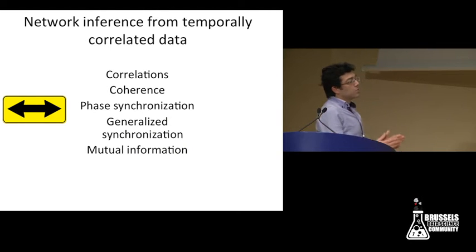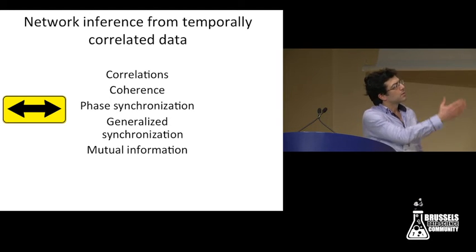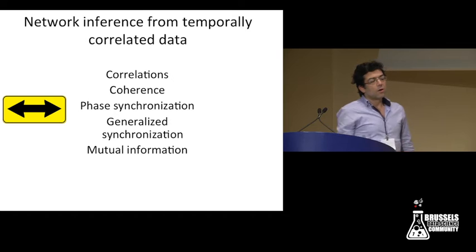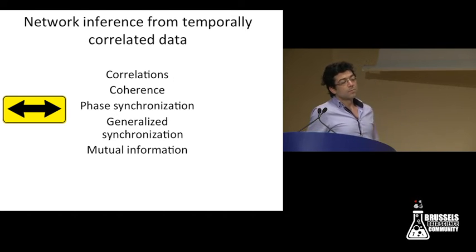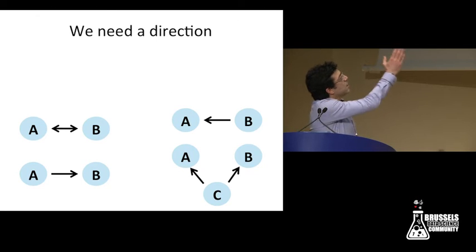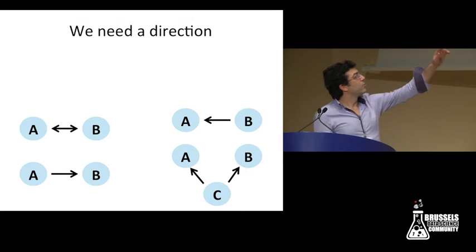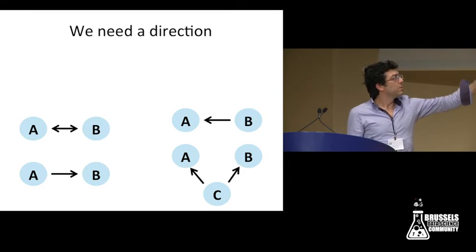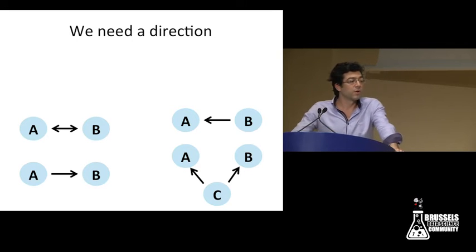So if we want to infer the network from temporally correlated data, we can look at simple correlation or other fancier measurements, but these measurements are bidirectional. On the other hand, what we need is directionality, because if two regions are correlated, it can be that the flow is from A to B or from B to A, or both A and B are under the effect of a third region C, and this is very relevant for brain function.